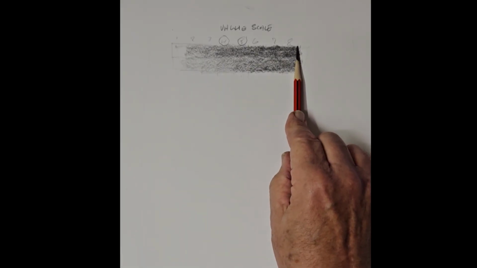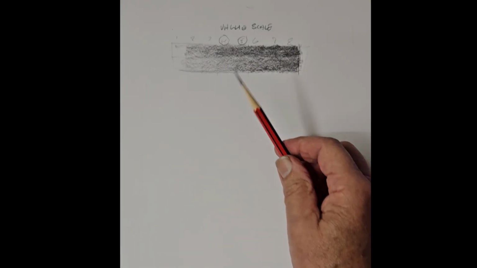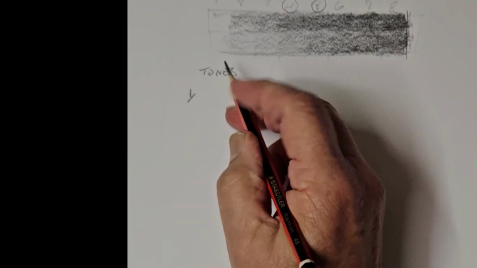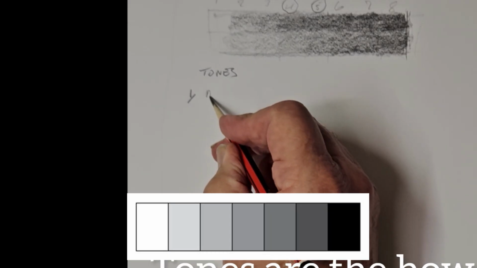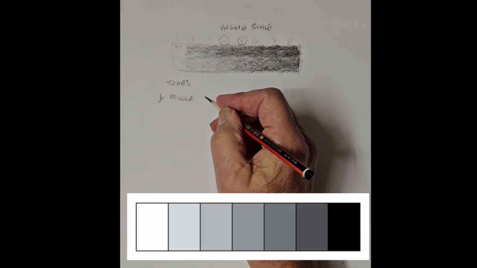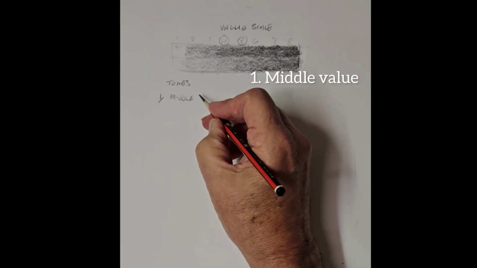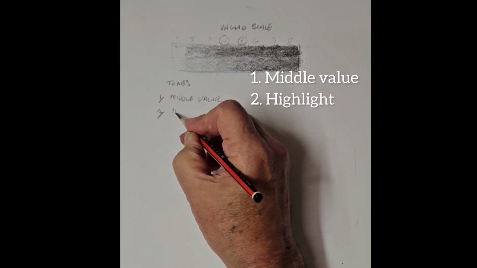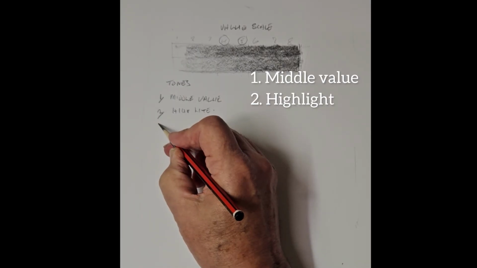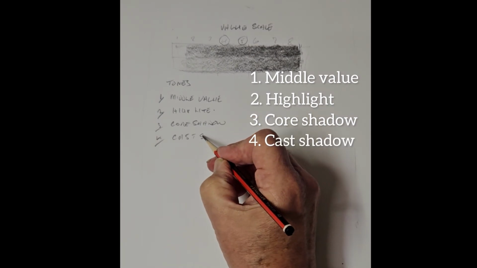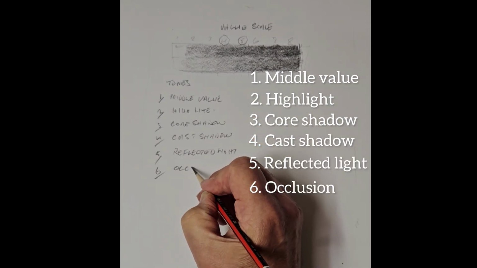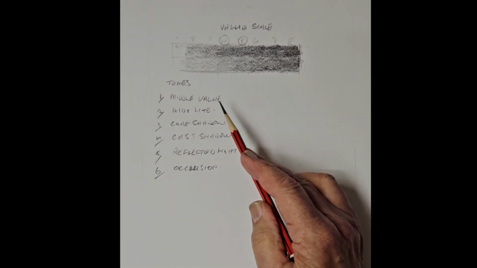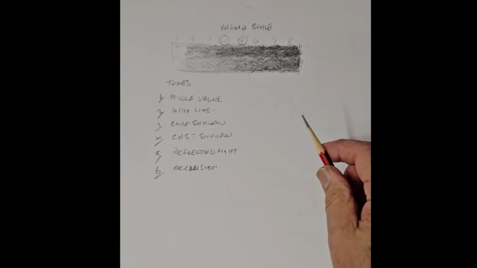Now, how do we use and understand the value scale that we have here? That comes back to tones and how we use those values. There are actually 6 tones. The most important, of course, is the middle value, because that equates to each dark and light step we take forward. The next one is the highlight, and I'll explain all this in a moment. Then we have a core shadow and a cast shadow, reflected light, and an occlusion, which is probably not used as much in your work, or may not have the same importance.